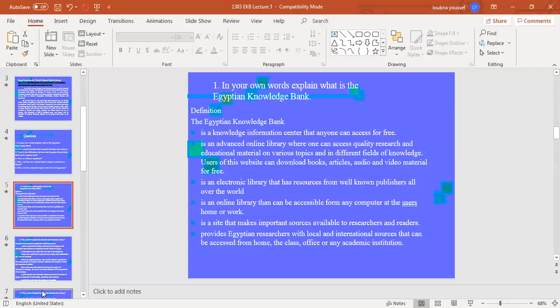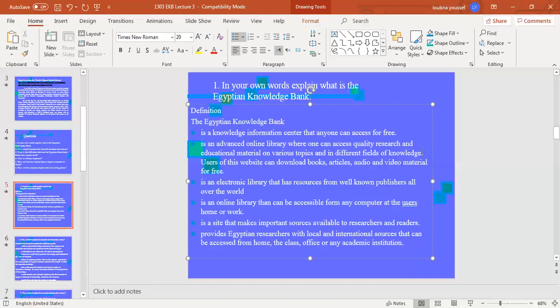The second answer, the Egyptian Knowledge Bank is an advanced online library where one can access quality research and educational material on various topics and in different fields of knowledge. All right? Now, this answer provides more details. The users of this website can download books, articles, audio, and video material for free. Now, this sentence is from the passage above. So what are we going to do? We're going to use quotation marks, all right? Because if we don't use quotation marks, this sentence will be plagiarized. So here I added quotation marks.